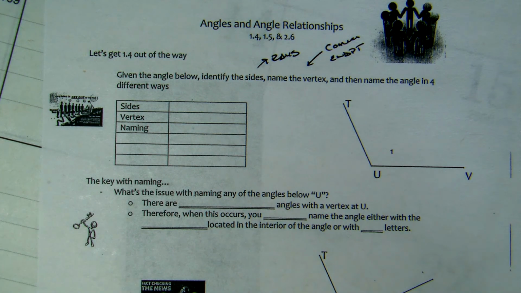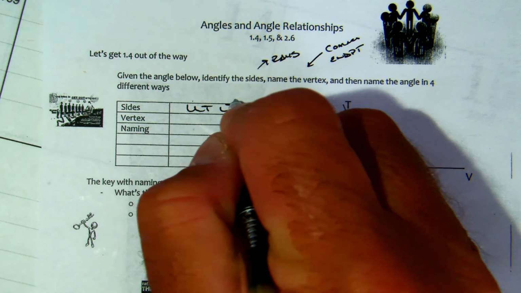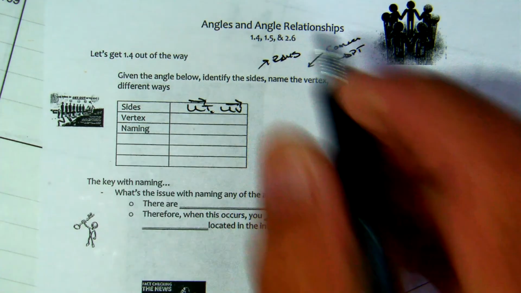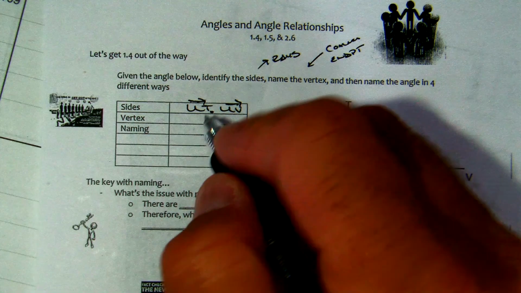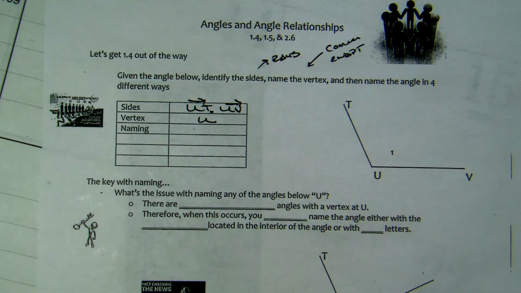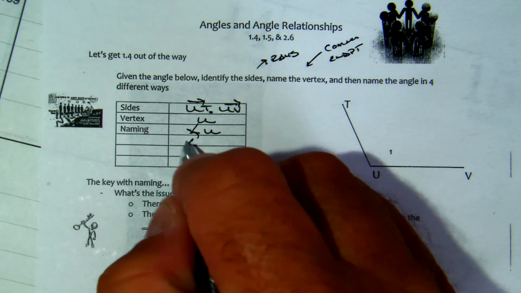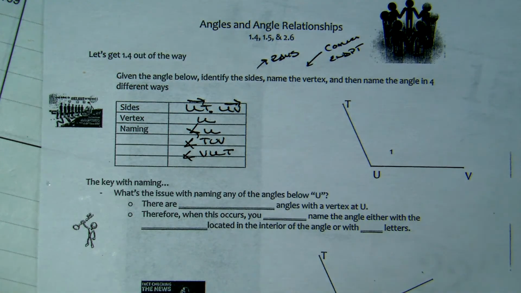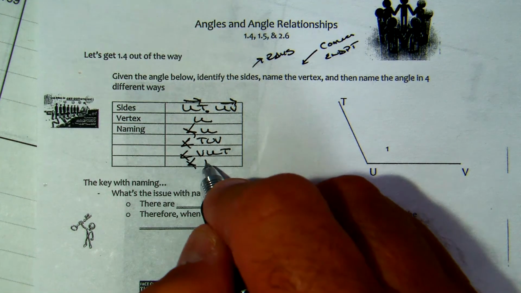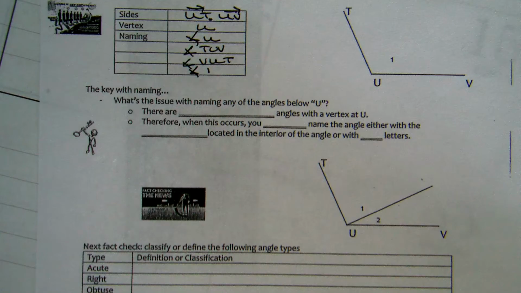Name the angles in 4 different ways. So the sides are UT and UV. You have to call them by U because that's the ray. The vertex is U, that's where they join. And now naming it: because there's one letter there, it can be angle U. We can always name angles with 3 letters, TUV, VUT, with the vertex being in the middle. And then finally, you're going to get in the habit of naming it angle 1, especially when we do proofs. All right, now, what's the issue with naming any of the angles below U?